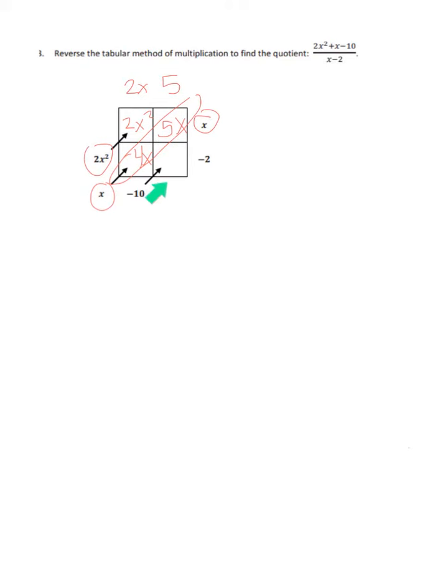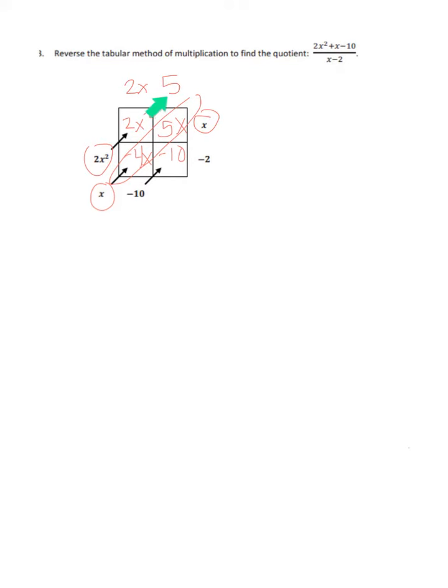Okay? And now we're down to just this piece. How do I get negative 10? Well, what's 5 times negative 2? Negative 10. It worked, didn't it? So you can just fill in the box if you want the negative 10. But the bottom line is, we just came up with the answer.